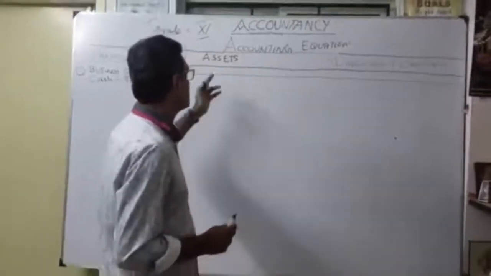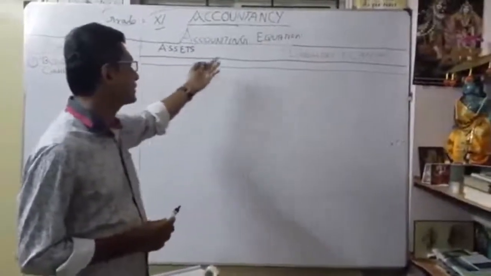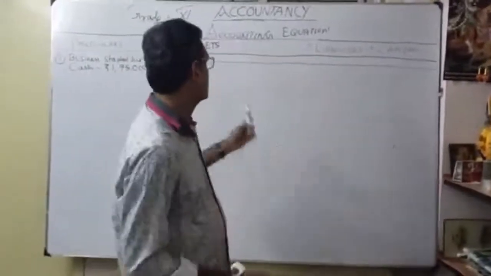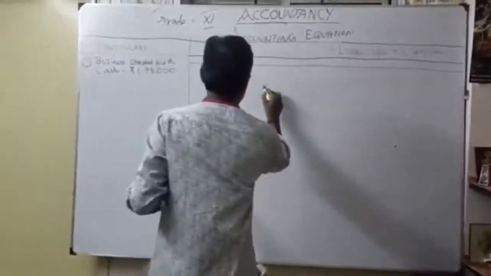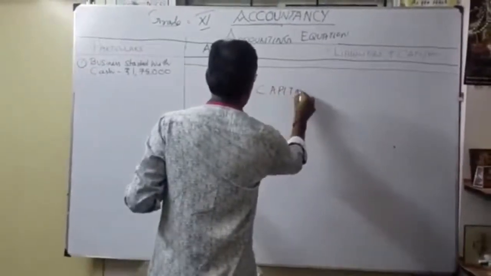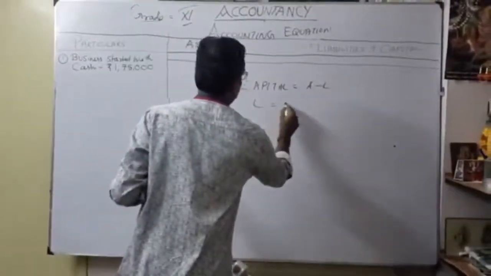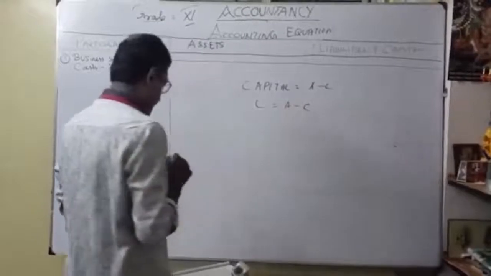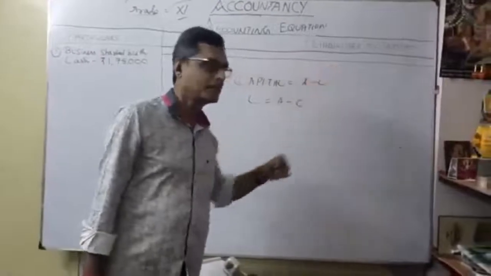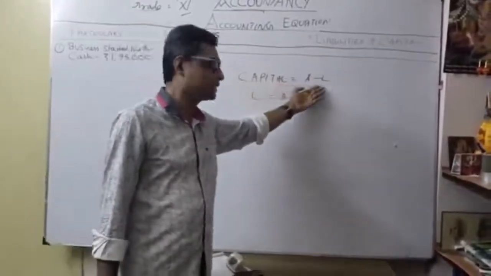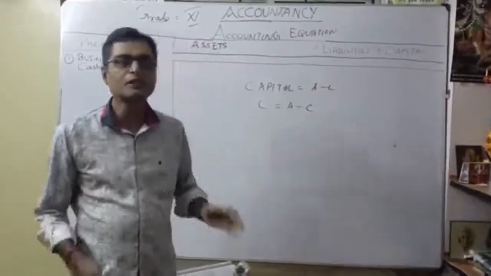See here the accounting equation. As you know already, what is the accounting equation? It's nothing but a mathematical expression. Assets is equal to liabilities plus capital. You can also write capital is equal to assets minus liabilities, or liabilities is equal to assets minus capital. So you want to know the three equations. That's the equation you want to keep in your mind.